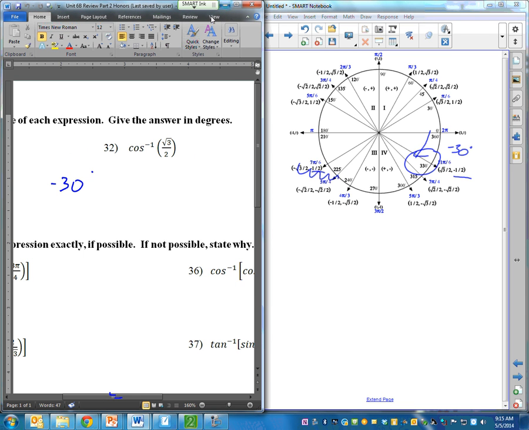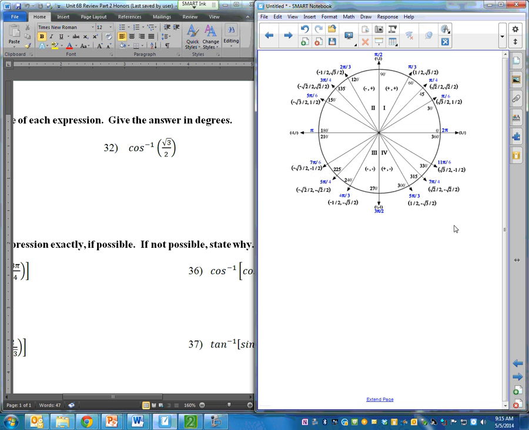Now, let's look at cosine. So cosine inverse of square root of 3 over 2. Where square root of 3 over 2 is right here at 30 and right here at 330. Well, for cosine, we're looking at values between 0 and 180. Those are the values I'm looking at. So the value of cosine inverse of square root of 3 over 2 is 30 degrees.